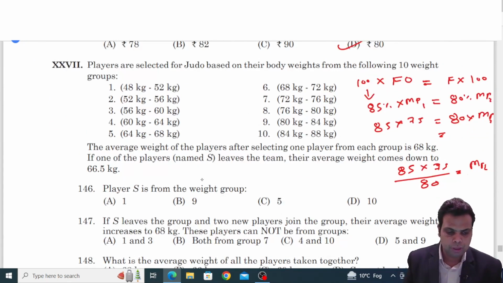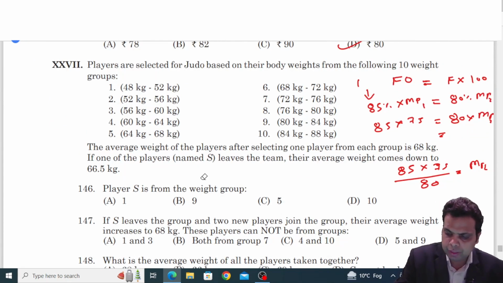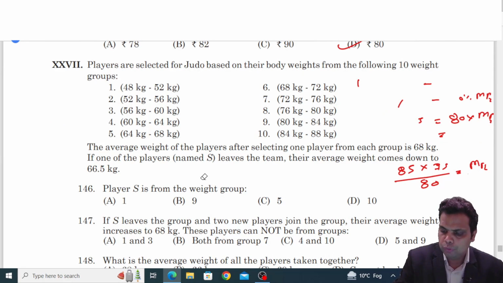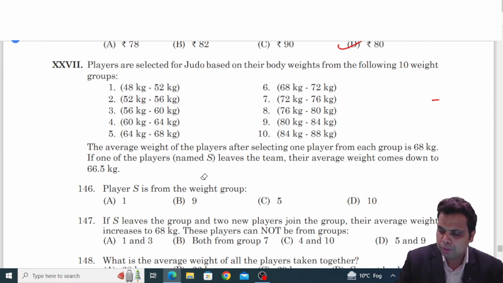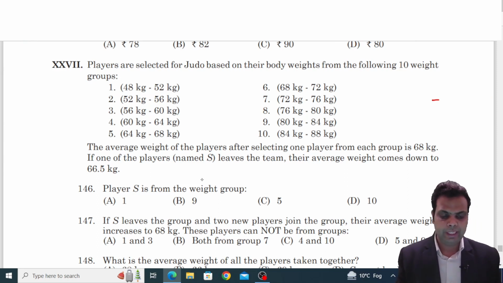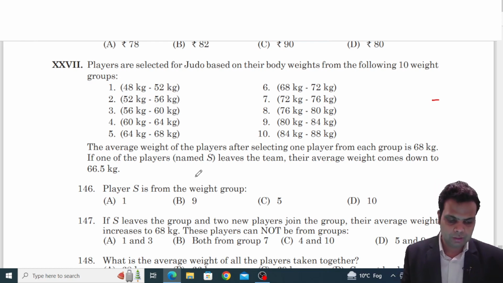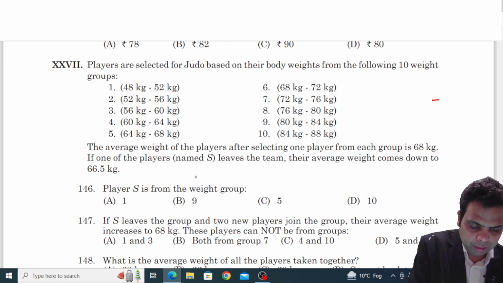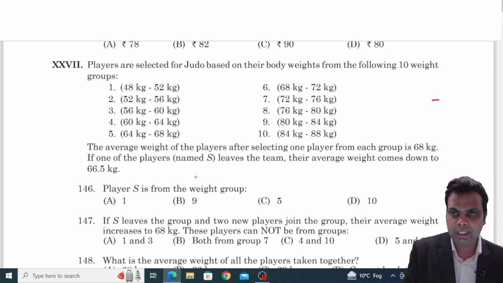Now, the last question was very easy for all of you who have done the quantity part. This 5 number question is the average part, which is quite an easy one. See here, players are selected for judo based on their body weight from the following 10 groups. In this question, different groups are given: 1, 2, 3, 4, 5, 6, 7, 8, 9, 10.